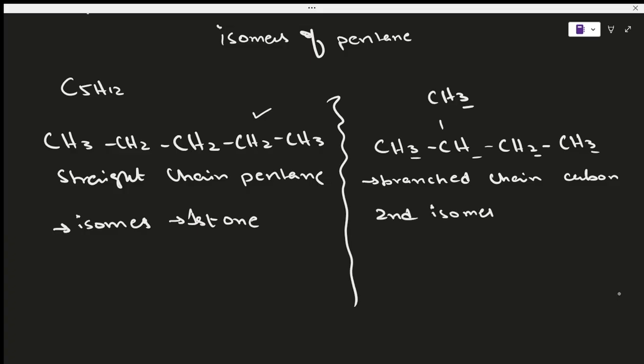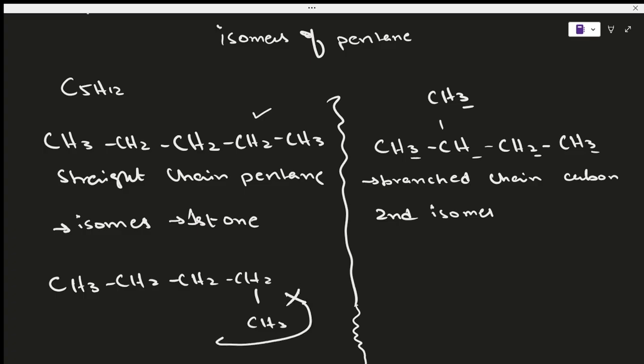Why? Because now you have introduced a branch here, but we have to think, is there any other isomer of pentene that exists? So if I were to look at the straight chain, so let's say I draw something like CH3, CH2, CH2, CH2, and a CH3. Would this count as an isomer? And the answer to this is no.